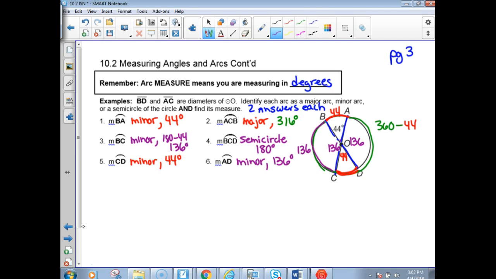All right. Got all those done. So these aren't that bad to figure out. Just a little number puzzle, and all we had to start with was one angle, but we also knew that these were diameters. That was real important.